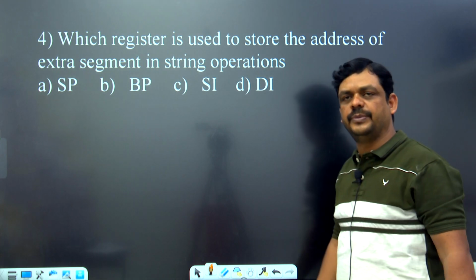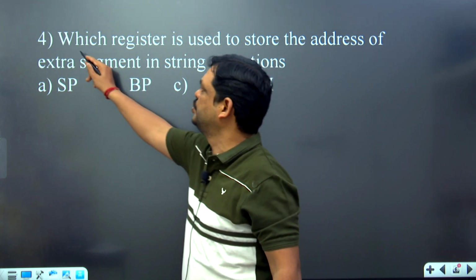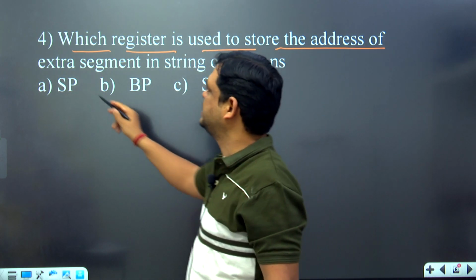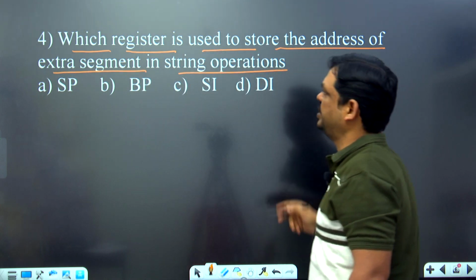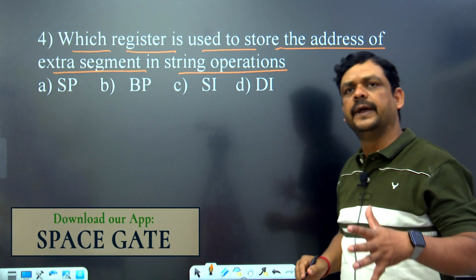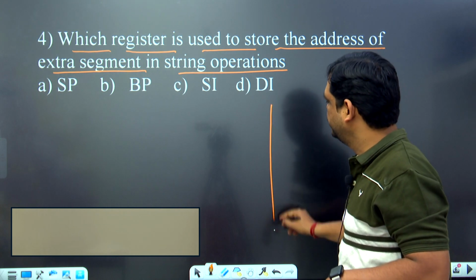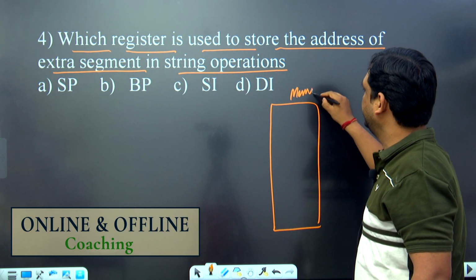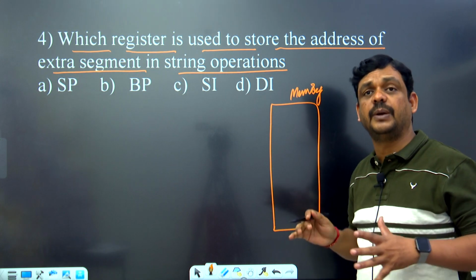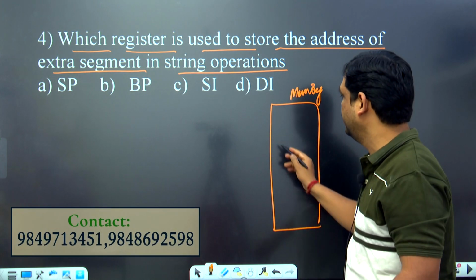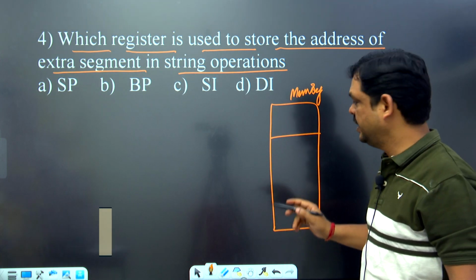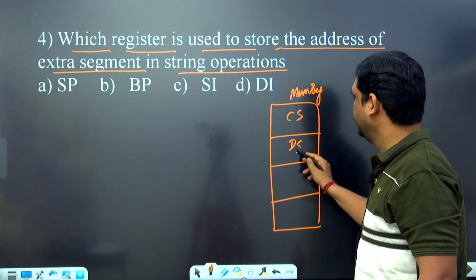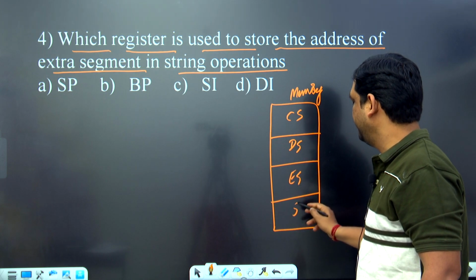Yeah, another question from this concept, which register is used to store the address of the extra segment in string operations? Yes, this is also one of the important questions. So let us assume this is one external memory, right? So internally memory segmentation is used. The complete memory is divided into different parts here. So each part is called one segment, right? Totally 4 segments are used: code segment, data segment, extra segment and stack segment, right?